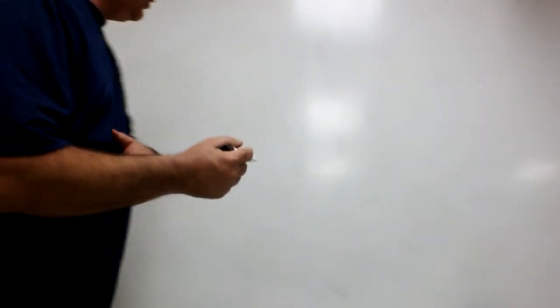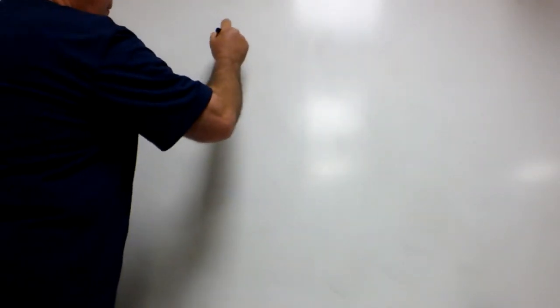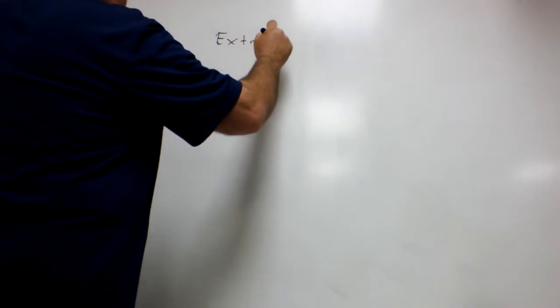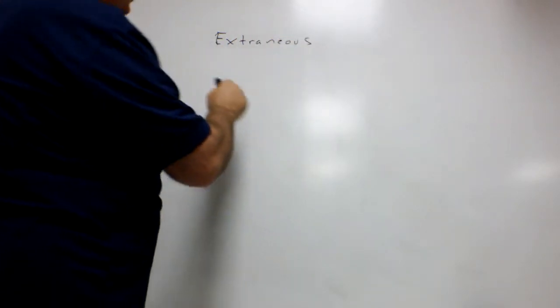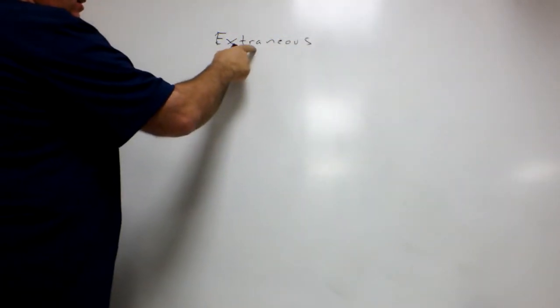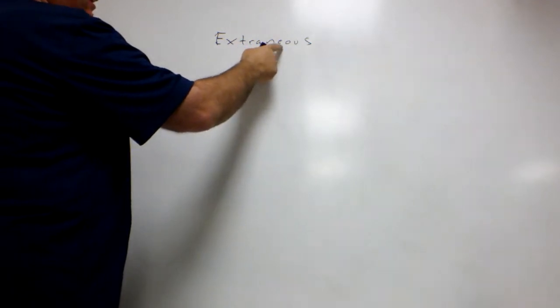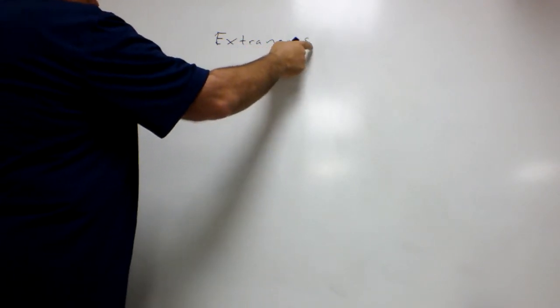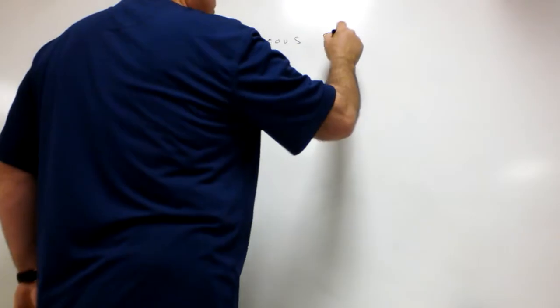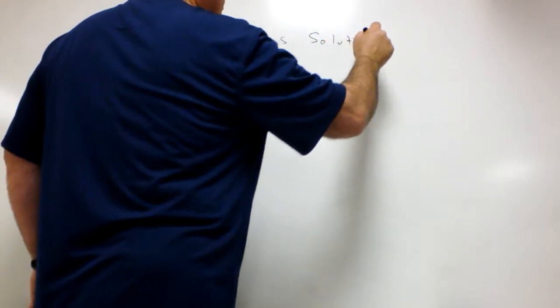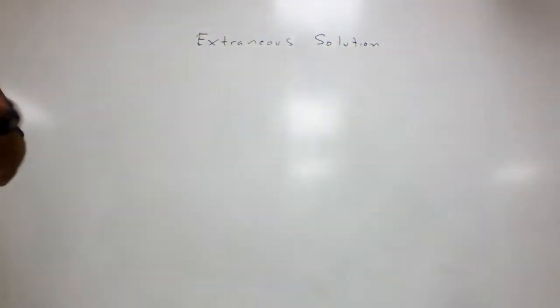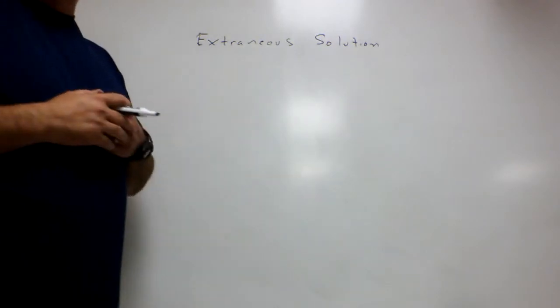An extraneous solution, spelled E-X-T-R-A-N-E-O-U-S, is a solution that is illegal or invalid. So it doesn't make sense.